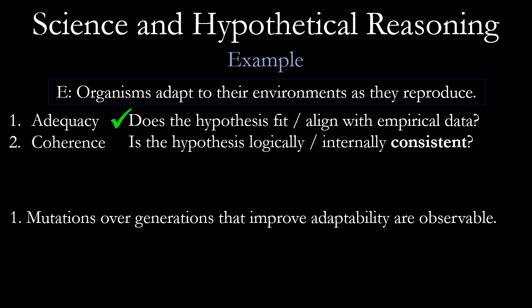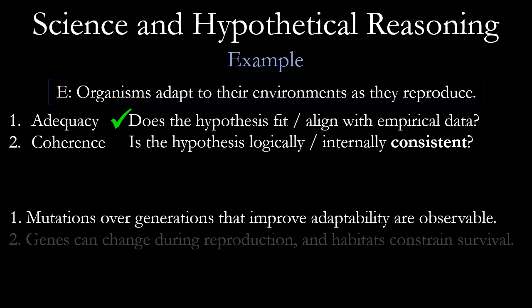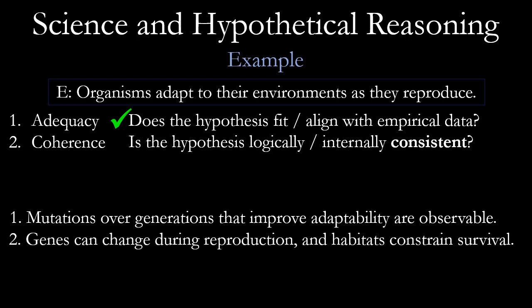All right, let's look at the second criterion. Is it coherent? Is the hypothesis logically or internally consistent, or does it contradict itself? Are there internal contradictions to the theory? Well, we are aware that genes can change during reproduction. There's no contradiction there. Sometimes when DNA or RNA is copied, there's a little glitch or a little error in that copy, and that is a mutation. It's a change in a gene in some cases.